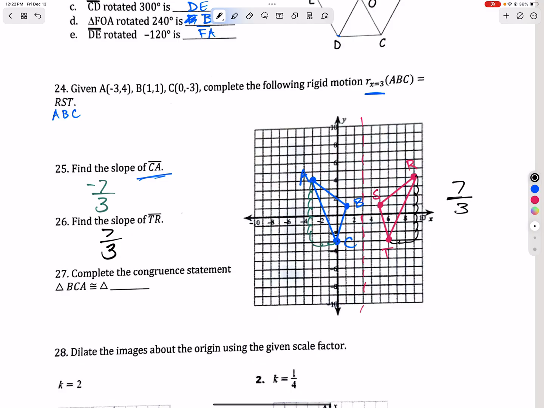Okay. Complete the congruent statement. So look at what letters match with what. So if we look back up here, we just have to match them up. So it says BCA. Well, the B matches up with S, so that's first. The C matches up with T, and the A matches up with R. Boom.